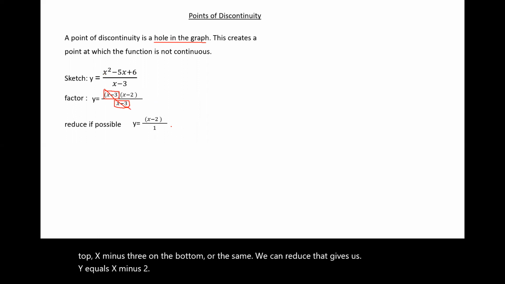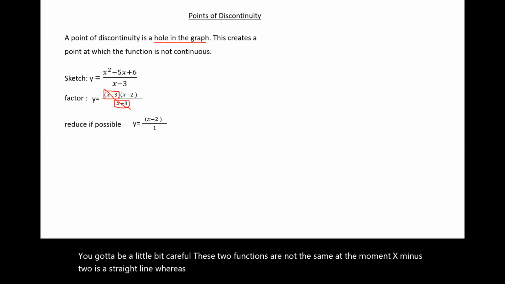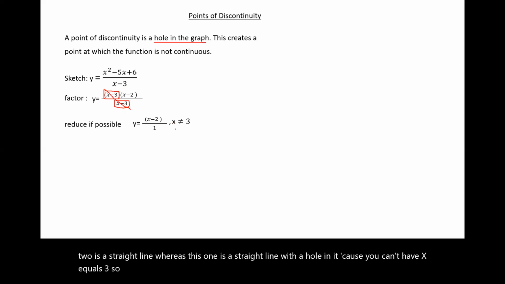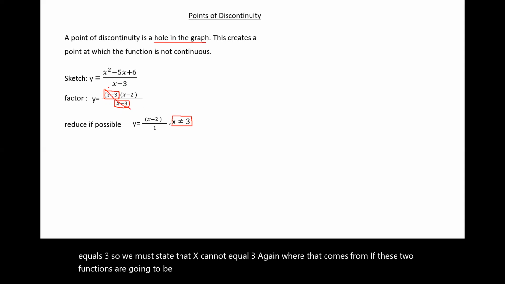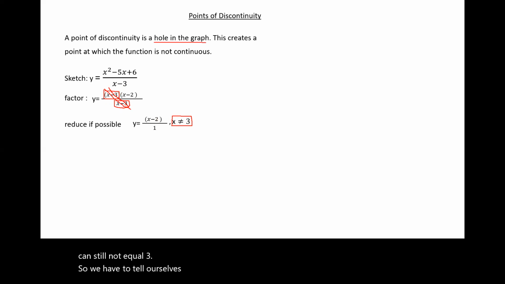Now you've got to be a little bit careful. These two functions are not the same at the moment. X minus 2 is a straight line, whereas this one is a straight line with a hole in it, because you can't have x equals 3. So we must state that x cannot equal 3. Again, where that comes from: if these two functions are going to be identical, and we have eliminated the x minus 3 on top and bottom, we have to state that x cannot equal 3. We knew x could not equal 3 in the top. It can still not equal 3. So we have to tell ourselves this once we've reduced those, because otherwise we might forget.